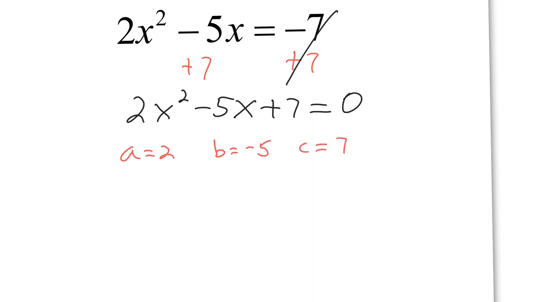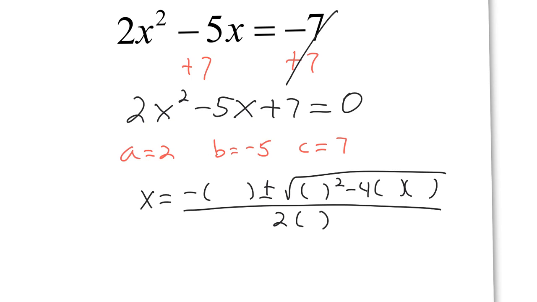I'm going to use the formula. And I am going to substitute. So negative b, negative 5, plus or minus the square root of b, negative 5 squared, minus 4 times a, which is 2, times c, which is 7. Everything divided by 2 times a, which is 2. I'm going to simplify the formula. So we have a negative times a negative 5. That's a positive 5, plus or minus the square root of negative 31. Everything divided by 2 times 2 is 4.